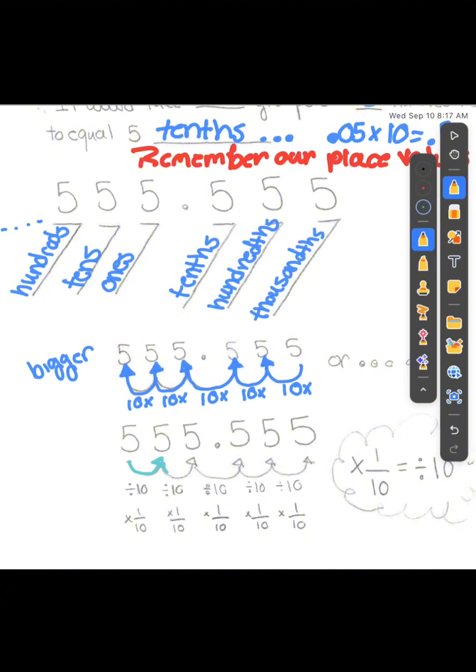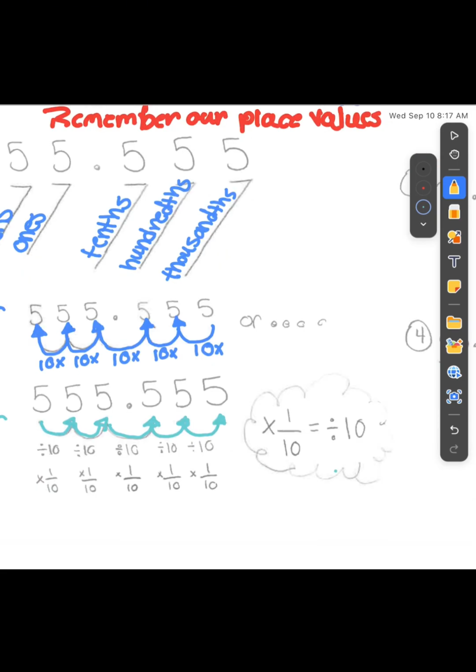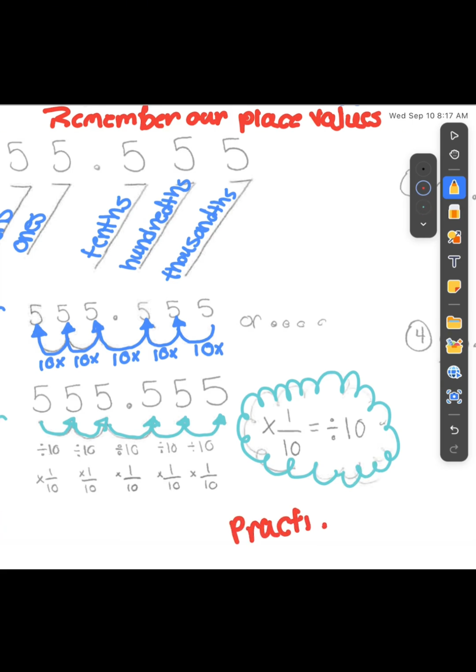Now, if we go the other way, we're not multiplying by 10. We're actually dividing by 10 or multiplying by 1/10. So as you're moving to the right, your numbers are getting smaller. If you move to the left, the numbers are getting bigger, which does make sense. Now let's practice a few of them.